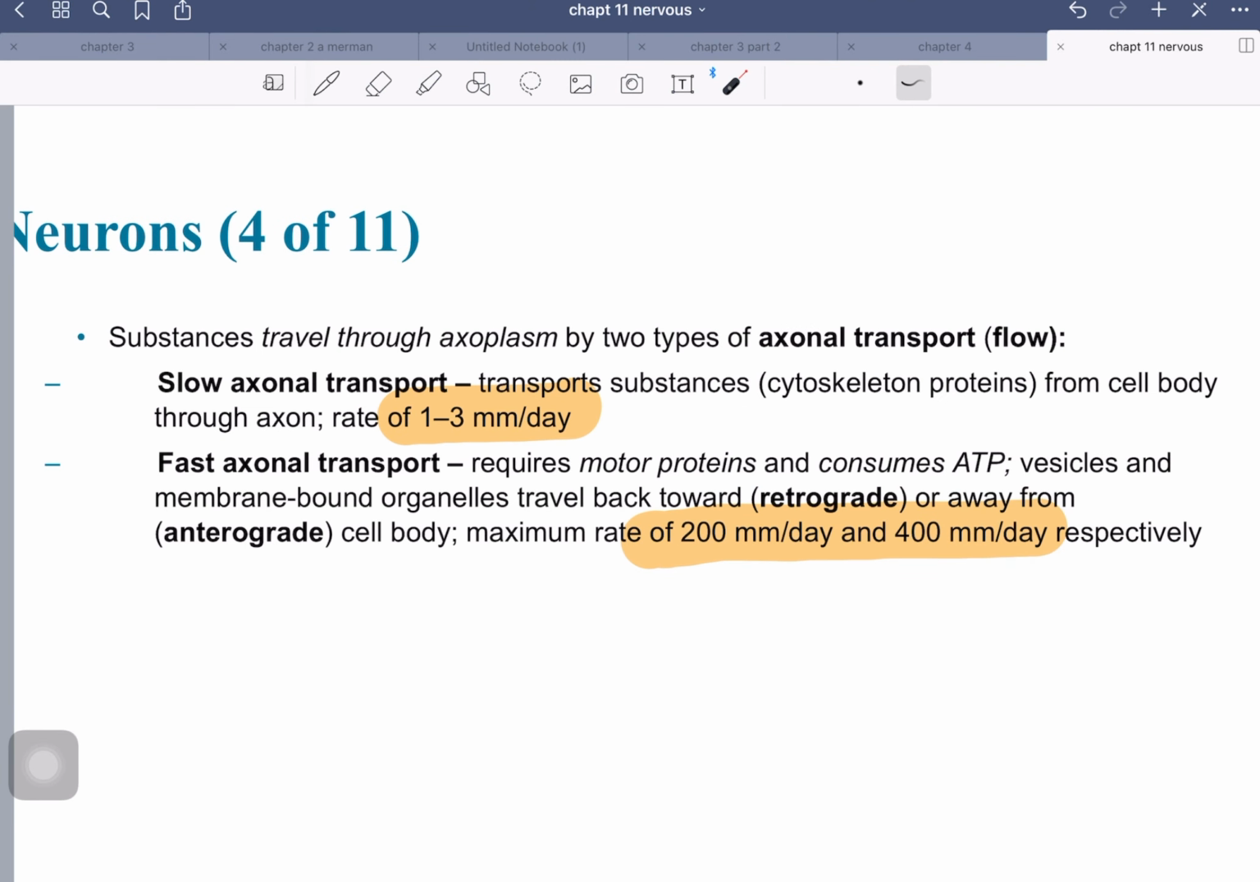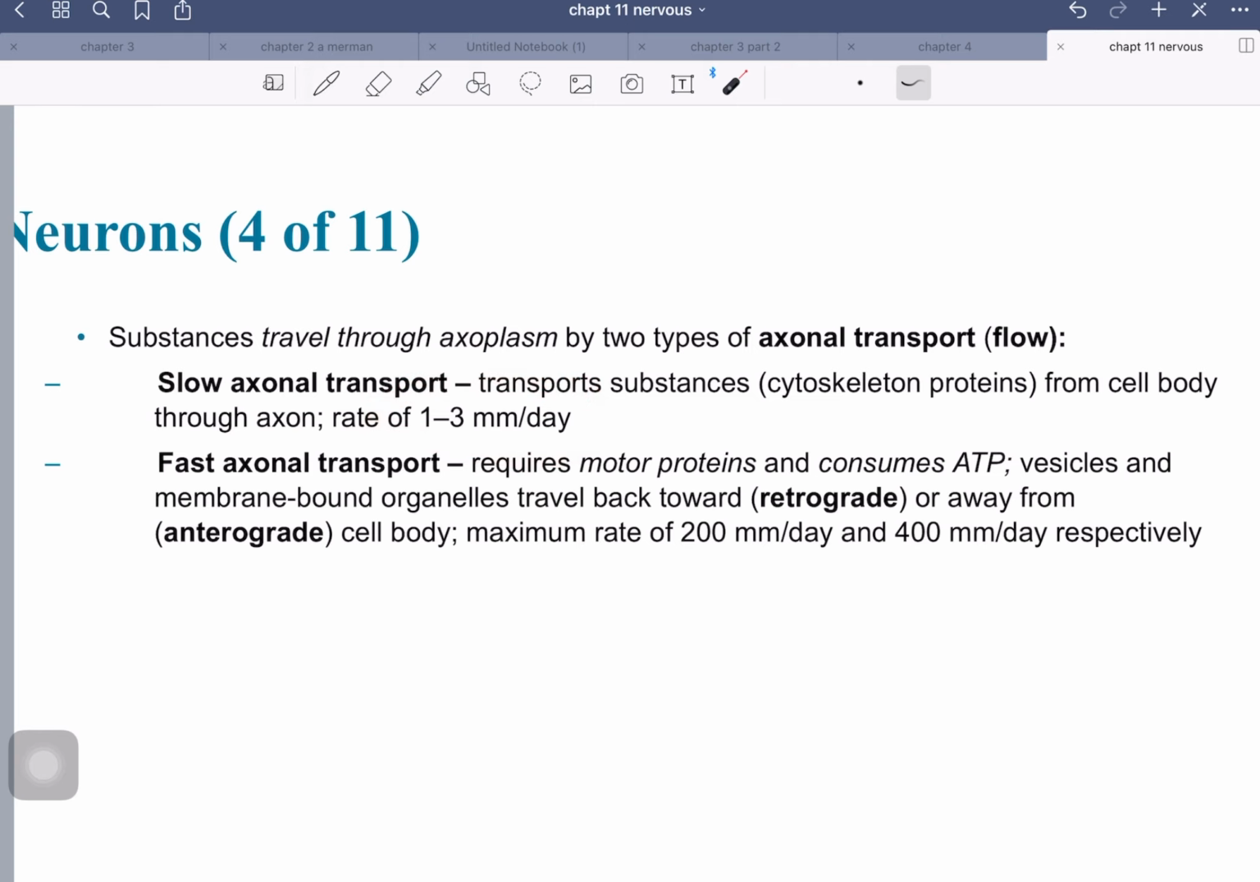Now, just a little FYI is that, of course, things are often transported down the axons and back up the axons. So we have to have axonal transport or flow. And there's two main types. We have a slow form, which we call slow axonal transport. And this transports substances, things like cytoskeleton proteins and a few other things. And this is a slow way of traveling from the cell body through the axon. And it's about 1 to 3 millimeters per day.